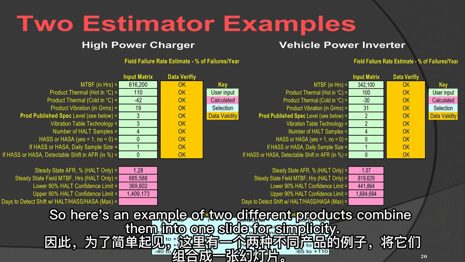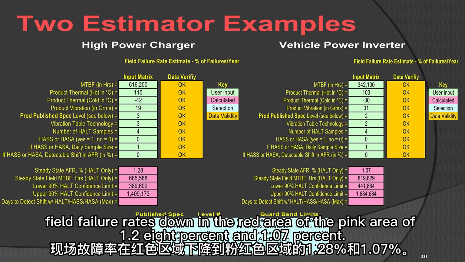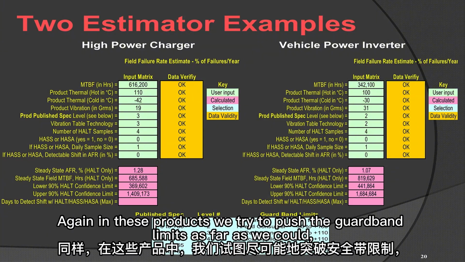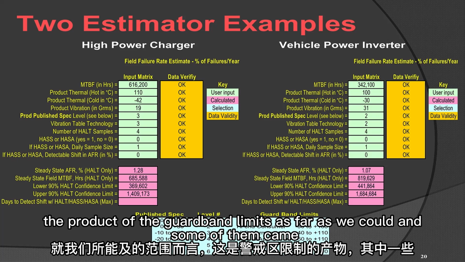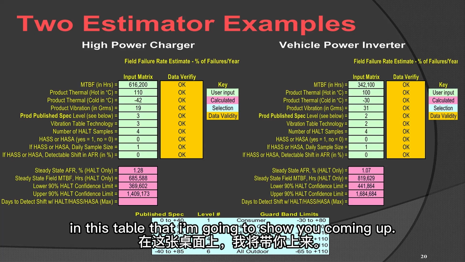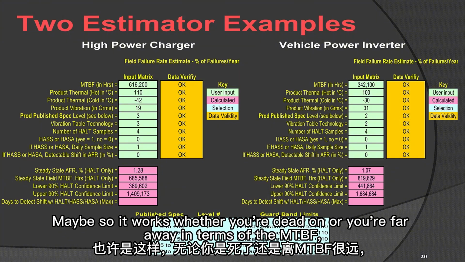So here's an example of 2 different products. Combined them into one slide for simplicity. So you can see that both of these have very low field failure rates down in the red area, the pink area, of 1.28% and 1.07%. Again, with these products, we tried to push the product to the guard band limits as far as we could, and some of them came up a little bit short. We're going to see that here in this table that I'm going to show you coming up. I think it might be the next slide, or in about 3 slides maybe.